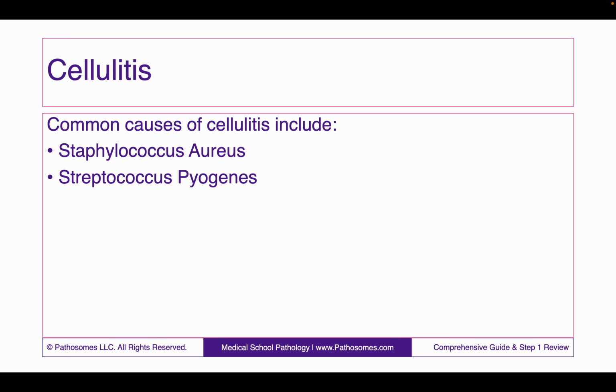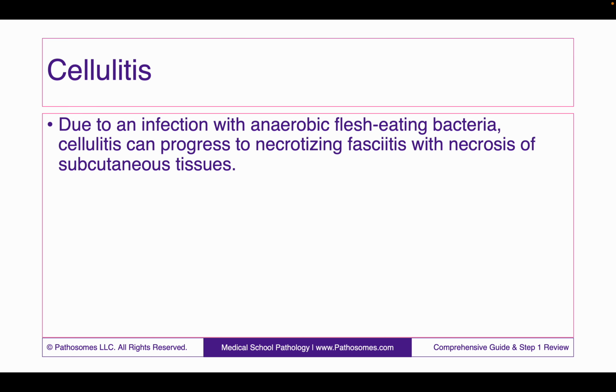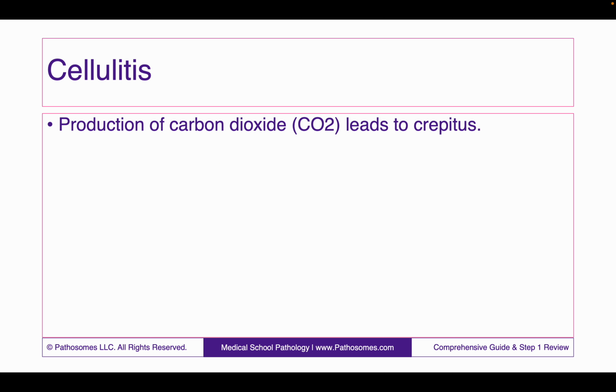Common causes of cellulitis include Staphylococcus aureus and Streptococcus pyogenes, right? Those are big players. Due to an infection with anaerobic flesh-eating bacteria, cellulitis can progress to necrotizing fasciitis with necrosis of subcutaneous tissue. It's the production of carbon dioxide, CO2, that leads to crepitus. Necrotizing fasciitis is a surgical emergency, right? You future emergency doctors will be seeing this.